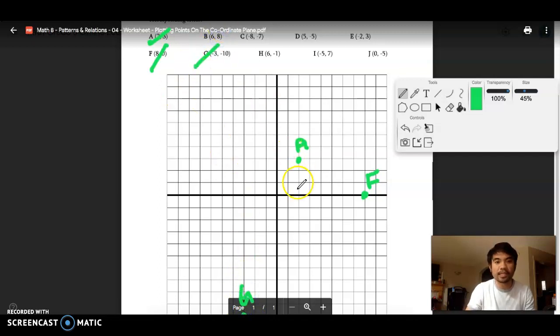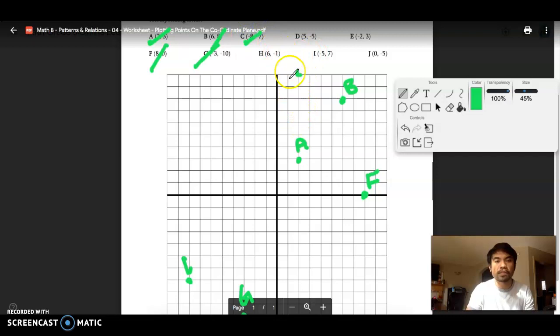This one, 6 and 8. 1, 2, 3, 4, 5, 6. 1, 2, 3, 4, 5, 6, 7, 8. There you go. This is B. 6, 8. Let's try negative 8, negative 7. Negative 1, 2, 3, 4, 5, 6, 7, 8, and then down 7. 1, 2, 3, 4, 5, 6, 7. And this one is going to be C. This one goes away. Let's try another one.